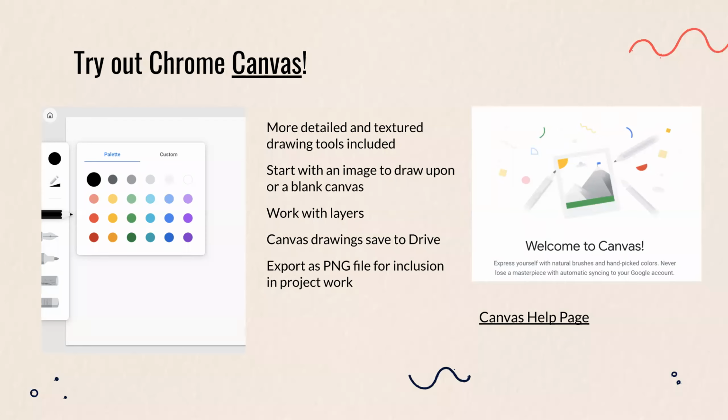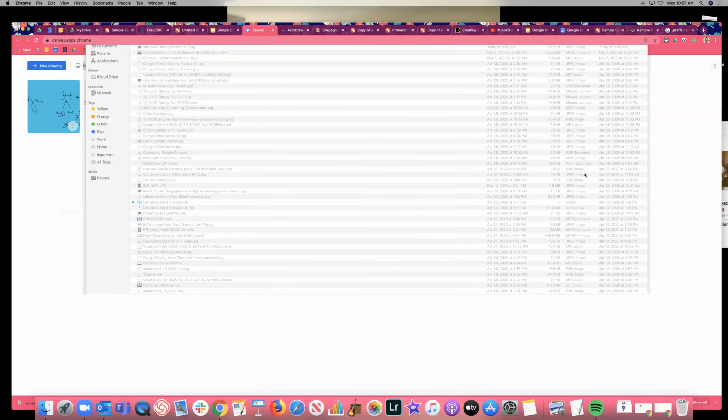is Chrome Canvas. So this is another free app that's just web-based, and you can click on the link. It's canvas.apps.chrome. It lives on the web, and it's been saving some of my work that I've been doing because I'm logged into my Google account. You can create a new from image. So this is another option for annotating.